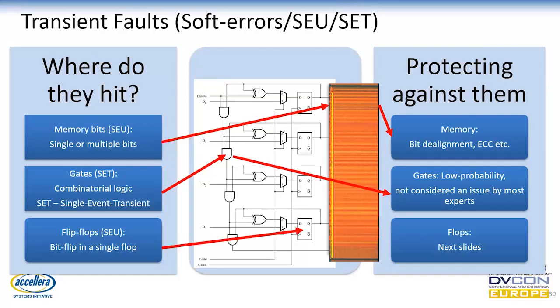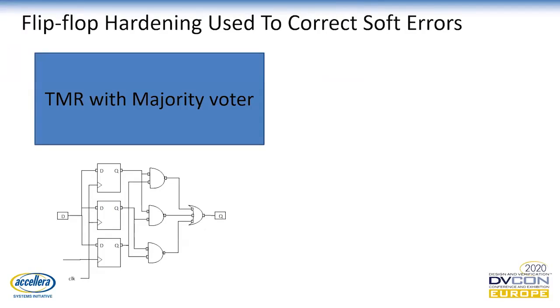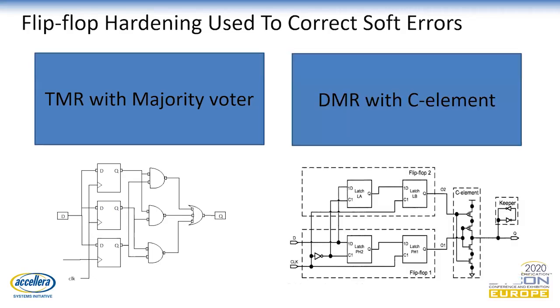Finally, it might hit the flip-flop, and there are many methods to take care of these because the glitch gets latched and can affect the downstream logic. Flip-flop hardening is one such method to correct such errors. TMR, triple module redundancy with a majority voter, is popularly used in designs. Three flip-flops are instantiated and a majority voter is designed to choose the right output of these flops. There can also be DMR with a C element. These are popular techniques used to harden flip-flops.